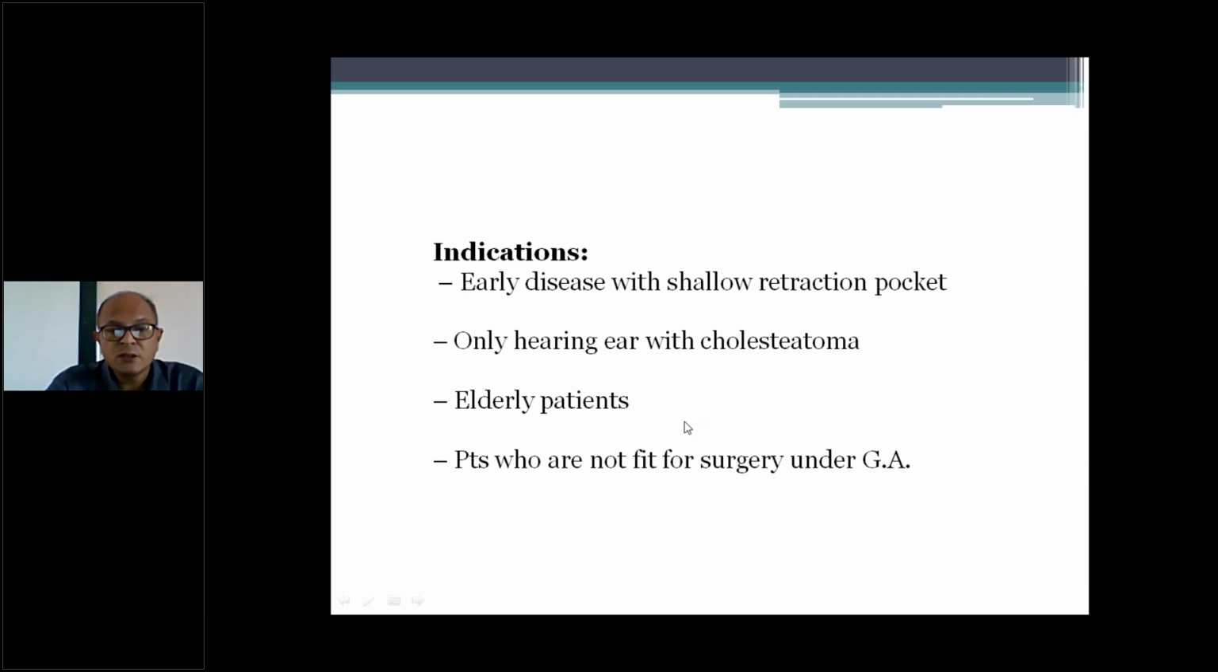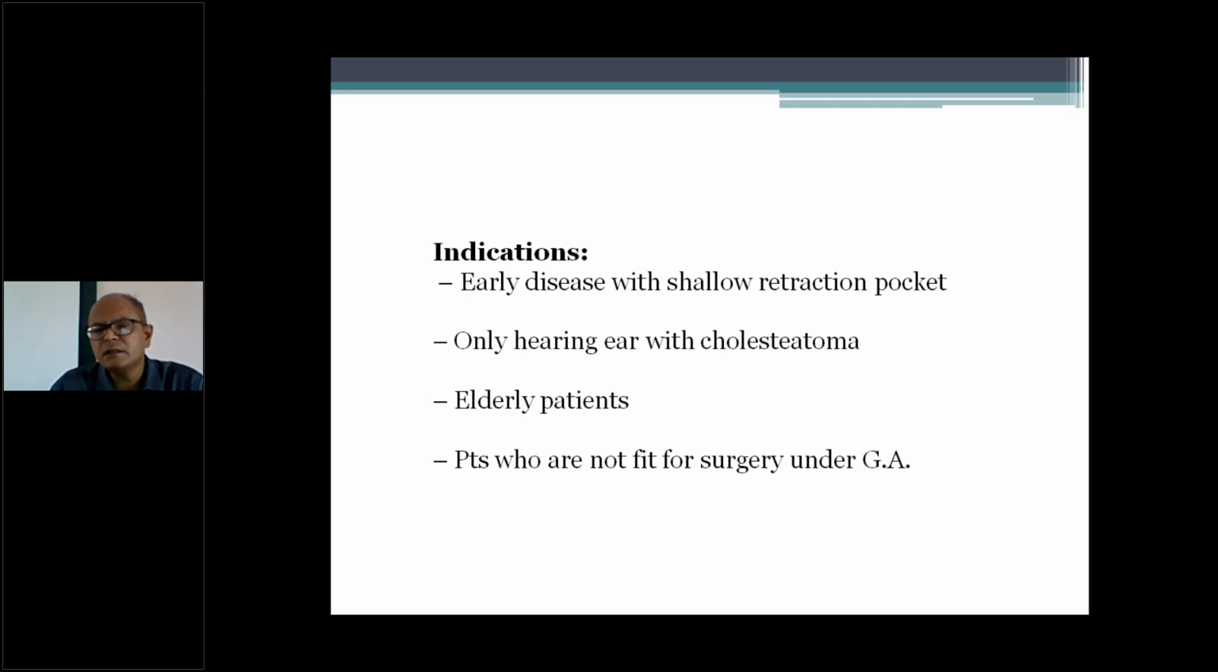Elderly patient who is not fit for surgery, in all these conditions, you can go for a conservative manner. So the conservative management in case of cholesteatoma is a regular follow-up and suction and cleaning under an operating microscope. That is very important, and also a regular follow-up. So you should see the patient at least every 2 to 3 monthly once.